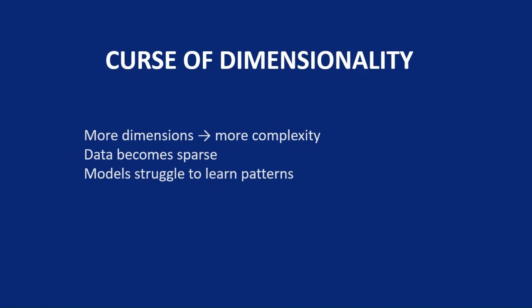So, this leads to something called the curse of dimensionality. Sounds scary, right? But it's simple. As the number of dimensions increases, data becomes sparse, patterns become harder to find, and models struggle to learn. So, more data doesn't always mean better results.